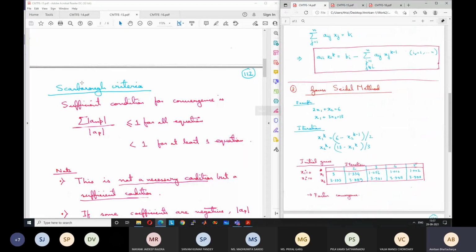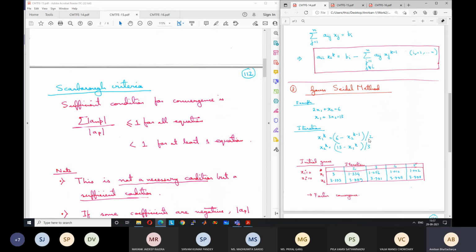And try to see whether Scarborough criteria is satisfied or not. Okay, so this was the first type of process that we followed for the Gauss-Seidel method. 2x1 plus x2 is equal to 6. So x1 is equal to 6 minus x2k by 2.